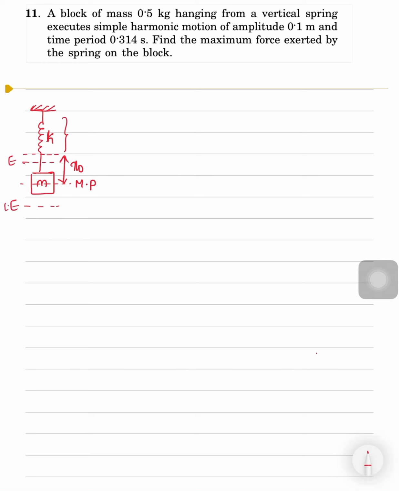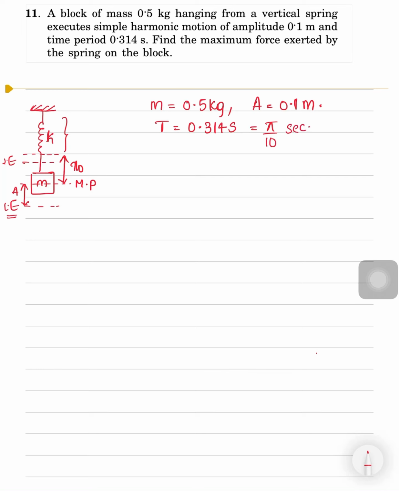You can see here when the body is at the lower extreme position, the expansion in the spring will be maximum and the force exerted by the spring will also be maximum. So let us assume this amplitude of oscillation as A. Now let us write down the information given in the question: mass of the block is 0.5 kg, amplitude of oscillation is 0.1 meters, and time period is 0.314 seconds. In terms of pi, this is equal to pi by 10 seconds.